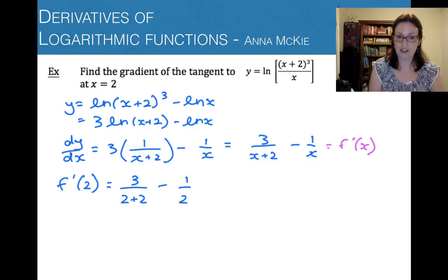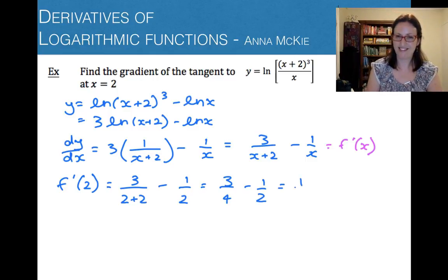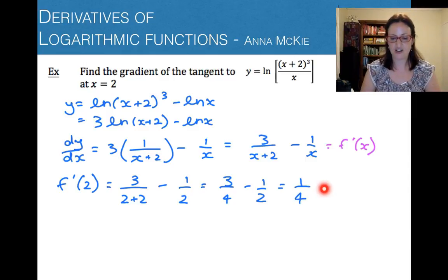Now, this is good practice if you're not using a calculator. Good practice at fractions. 3/4 take a half is 1/4. So the gradient of the tangent to the y function at x equals 2 is 1/4.